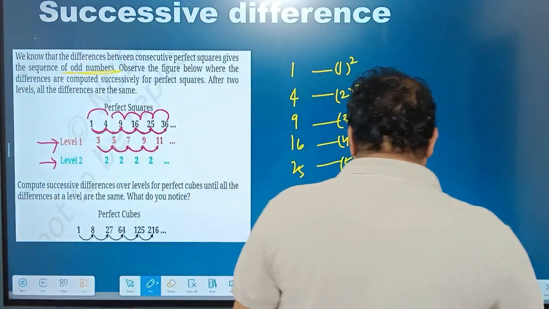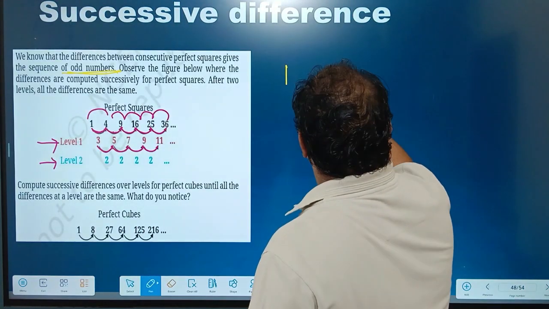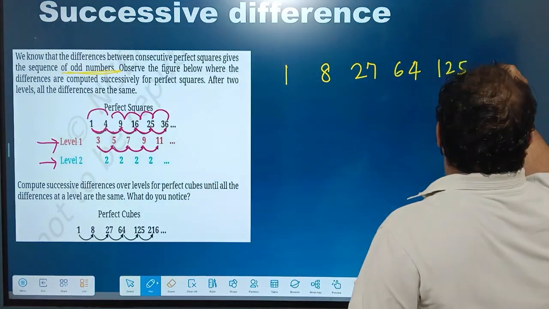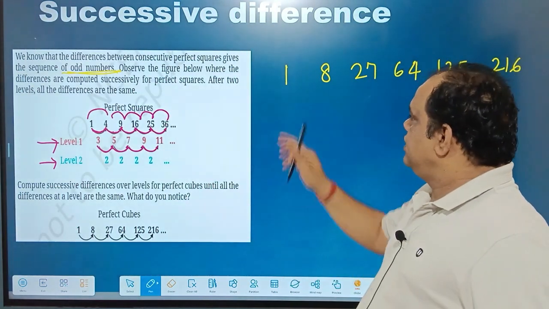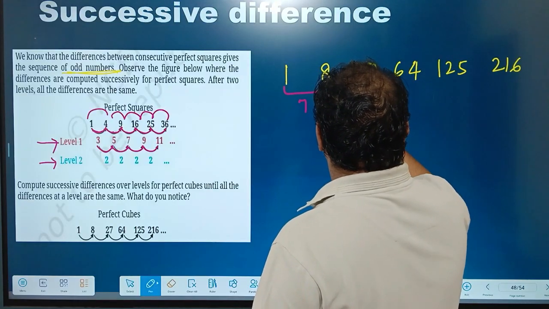Let's do it for the perfect cubes. Let me delete this. Let's take the numbers: 1, 8, 27, 64, 125, and 216. So the first level, just take the difference from here. How much is the difference? 7.